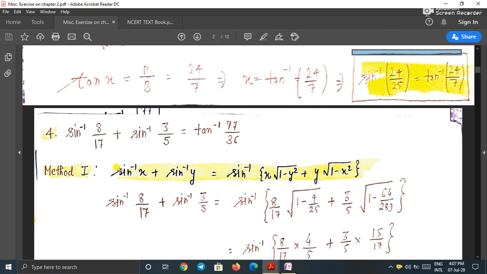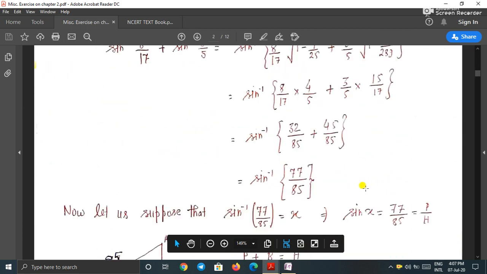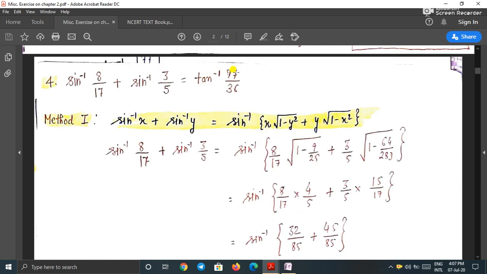This is the formula for sine inverse x plus sine inverse y. The formula is sine inverse of x under root 1 minus y square plus y under root 1 minus x square. Simply substitute the value of x and y. The value of x is 8 upon 17 and the value of y is 3 upon 5, and calculate it. You will get the answer sine inverse 77 upon 85, but you have to give the answer in tan inverse.